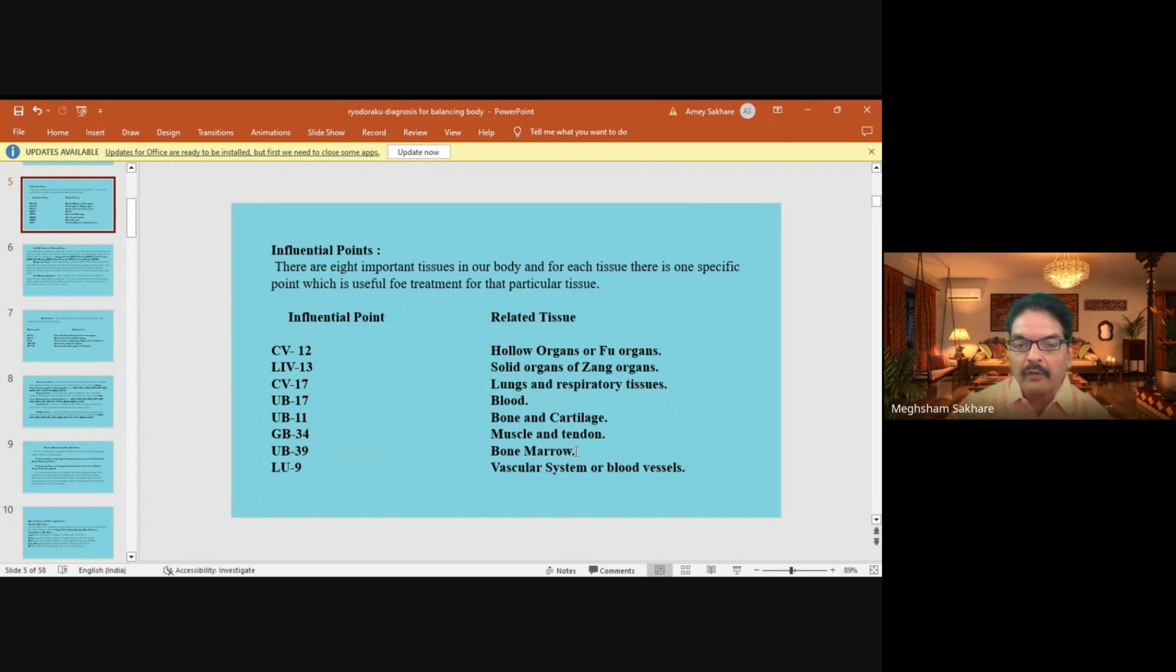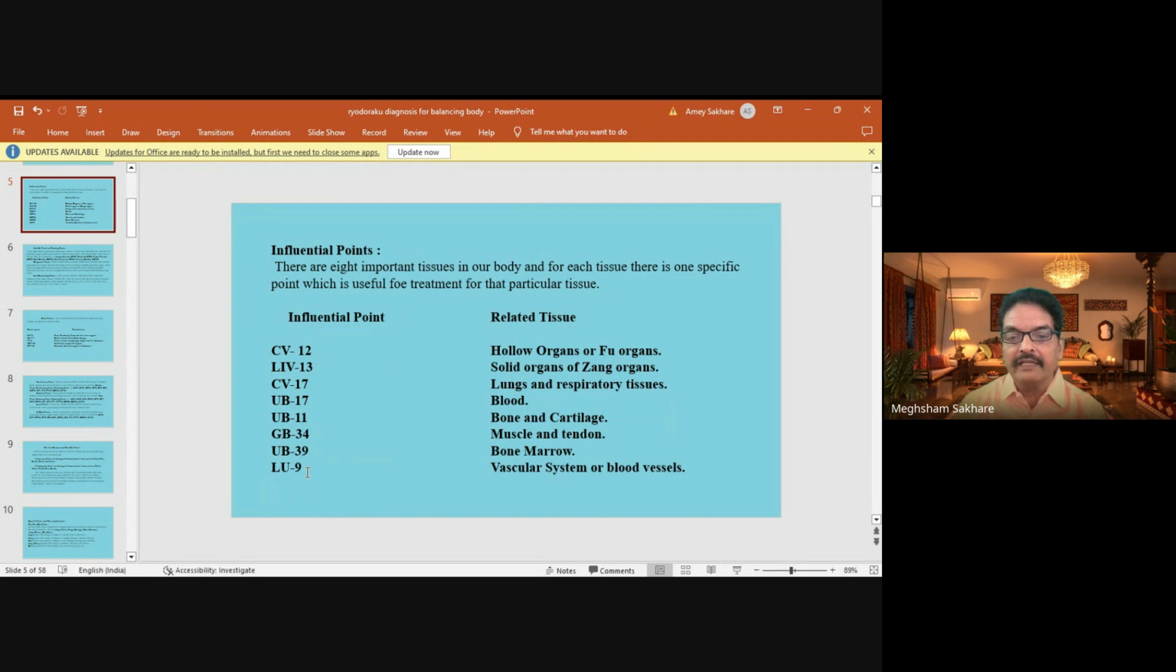Then UB39 is most useful for the bone marrow. In the bone marrow, RBCs, red blood corpuscles, are developed. So you should use UB39 in the thalassemia patient.